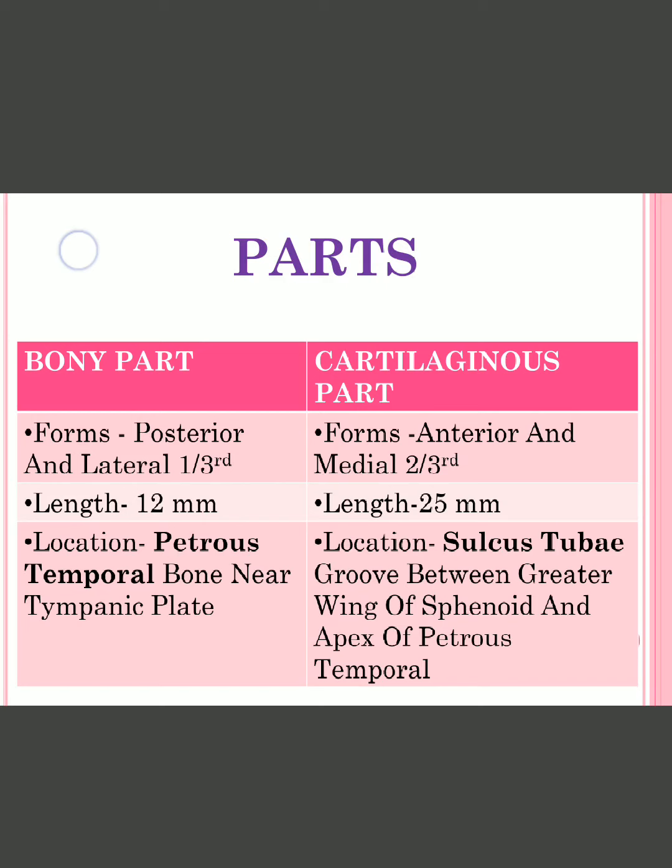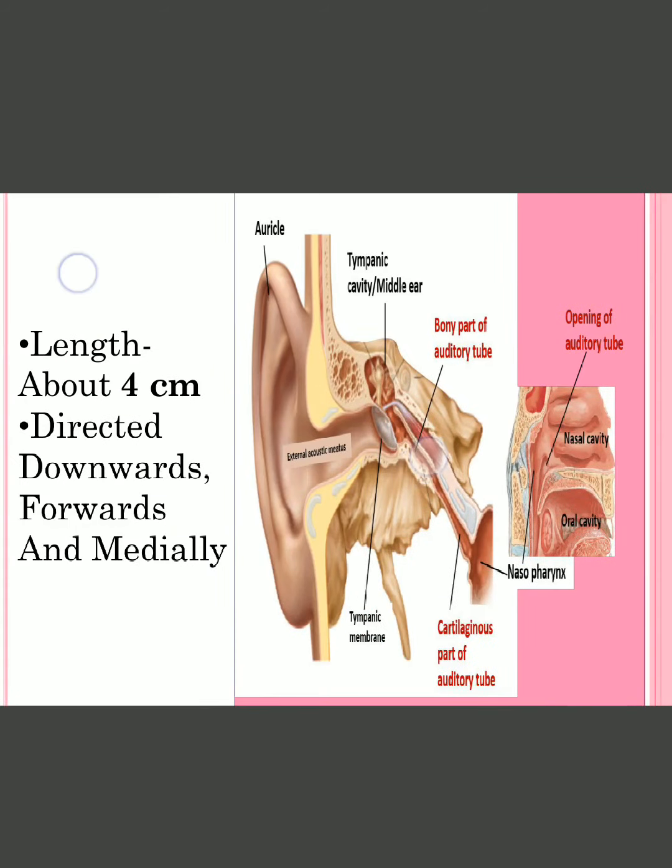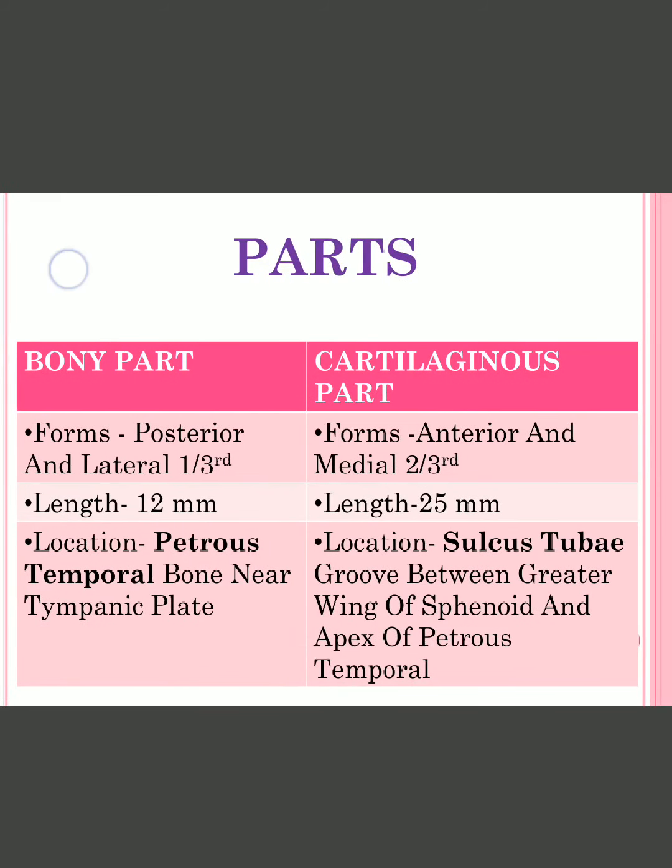We have already discussed the petrous temporal bone in the video related to the anatomy of the middle ear. So the bony part of the auditory tube lies in the same location. You can see here, this portion is the petrous portion of the temporal bone and this is the bony part of the auditory tube, which is on the posterior side, and it forms 1/3 portion of the auditory tube. The cartilaginous part is the anterior and medial 2/3. It is about 25 mm in length, so the cartilaginous part is longer as compared to the bony part.